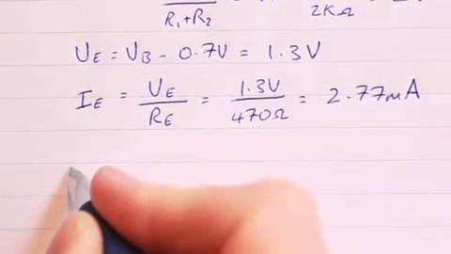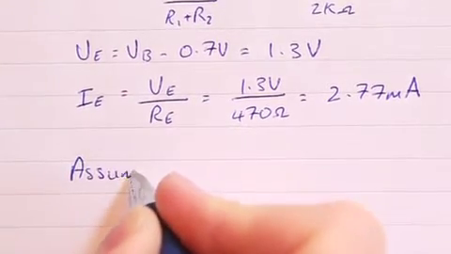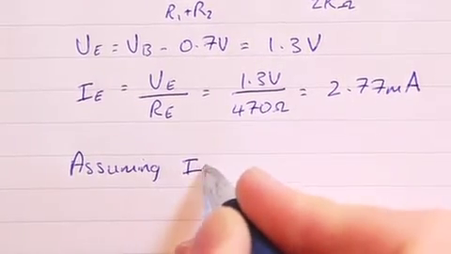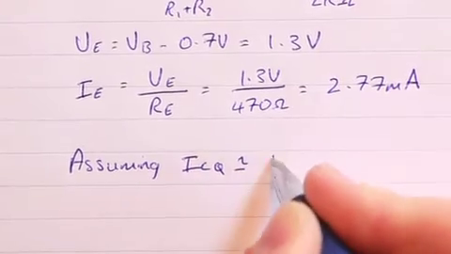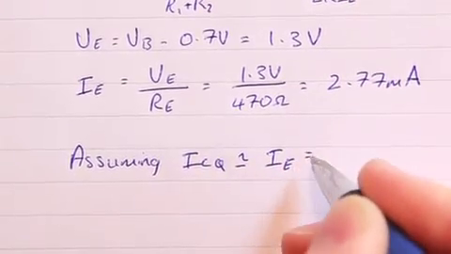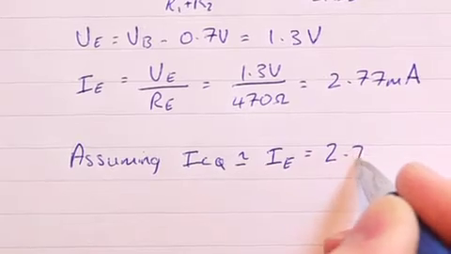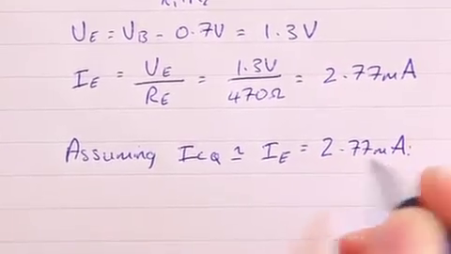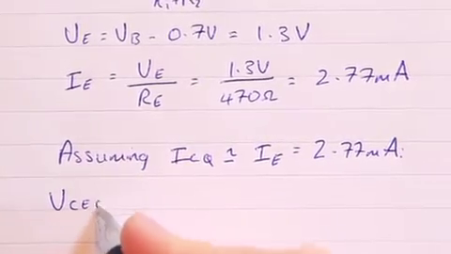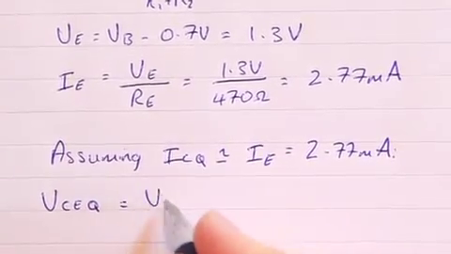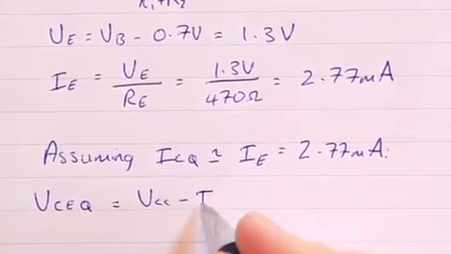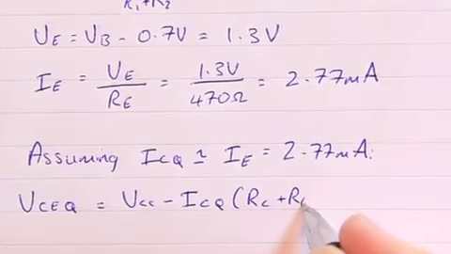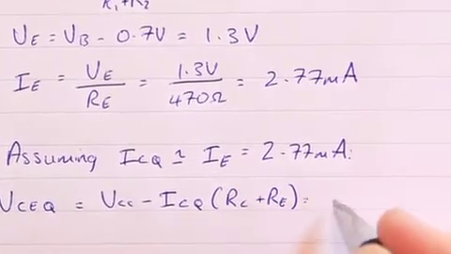Here we are going to assume that the quiescent collector current, ICQ, is approximately equal to the value we calculated for the emitter current, IE, which in this example is equal to 2.77 milliamps. The next step involves the calculation of the quiescent collector-emitter voltage, or VCEQ. This is obtained by subtracting the voltage dropped across the collector and emitter resistors from the supply voltage VCC.